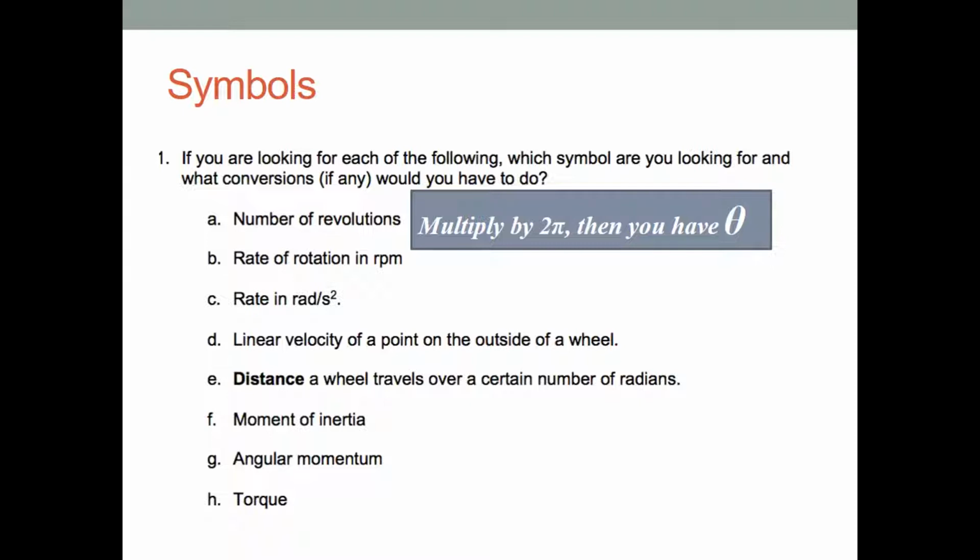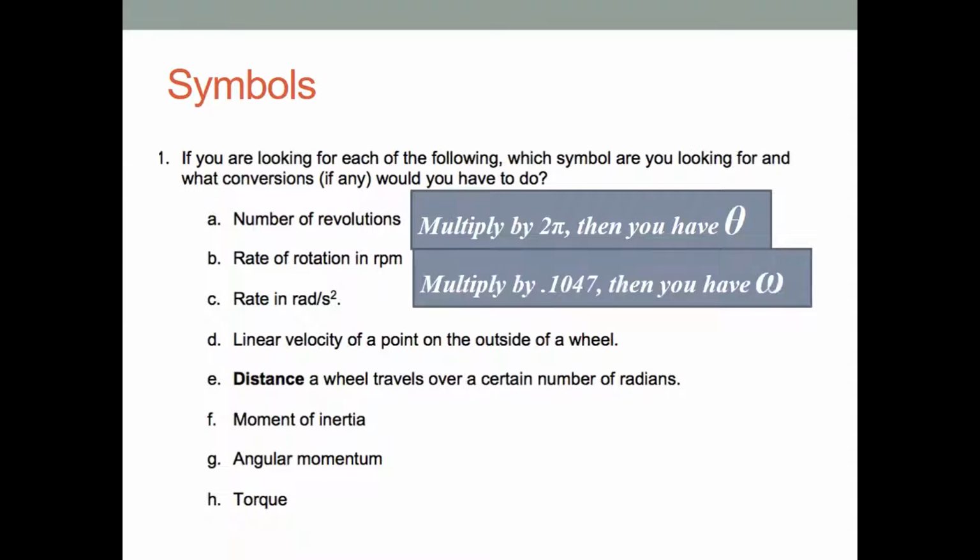Omega, we have to multiply. Right. So I want to just be clear, because one thing that's easy to get tripped up on is when you use 2 pi and when you use 0.1047. 0.1047 is for RPMs and radians per second. 2 pi is for radians and revolutions. So there's that. All right, radians per second squared.